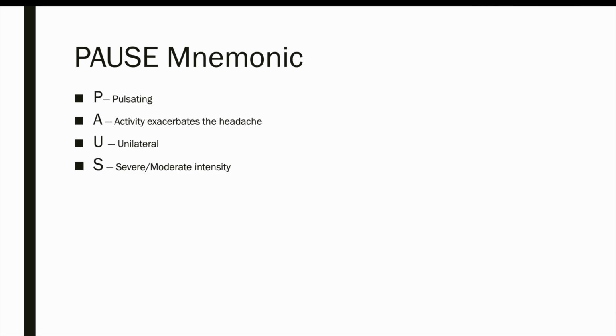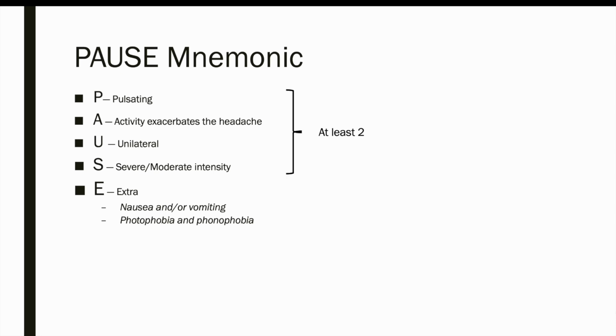S is severe, which describes the intensity, which oftentimes will be moderate or severe. E is for extra, which includes associated symptoms of nausea and or vomiting, or photophobia, which is sensitivity to light, or phonophobia, which is sensitivity to sound. To meet criteria for definite migraine, you have to have at least 2 of the first 4 migraine-associated symptoms. And then finally, you have to have at least 1 of these 2 extra associated symptoms.